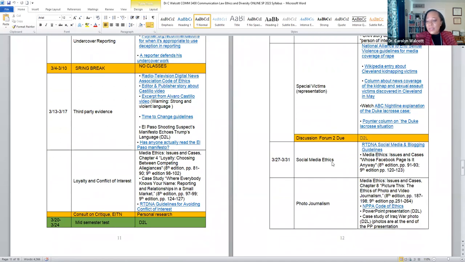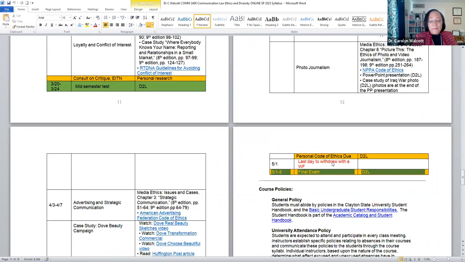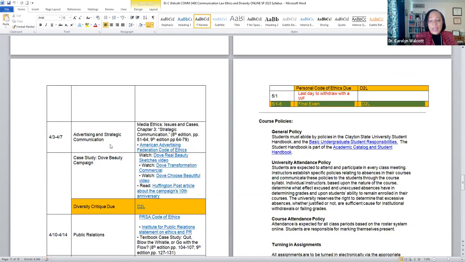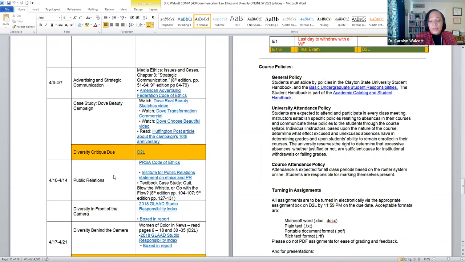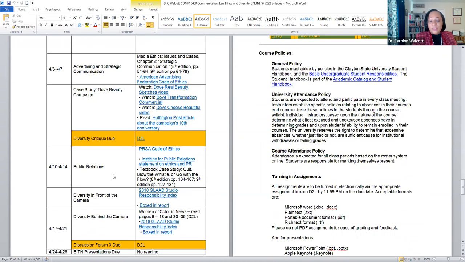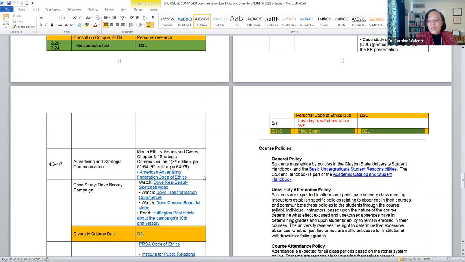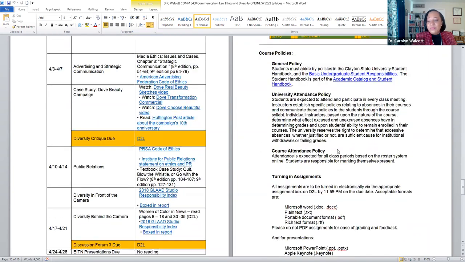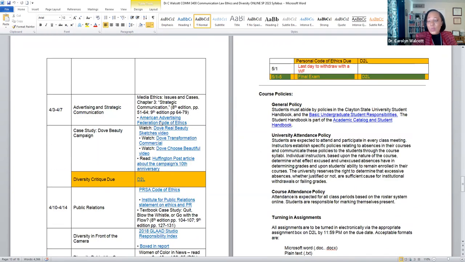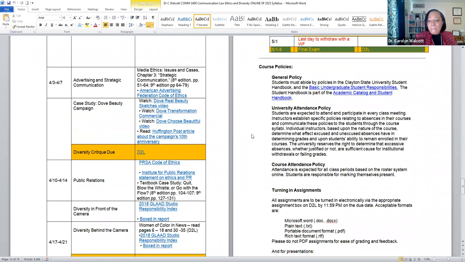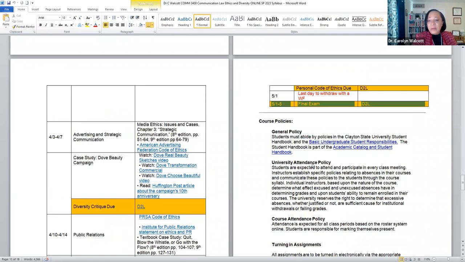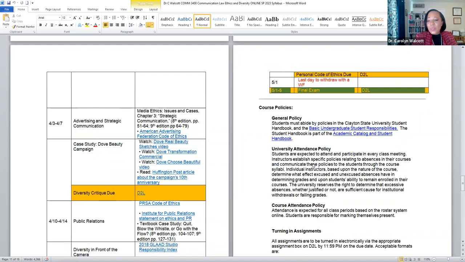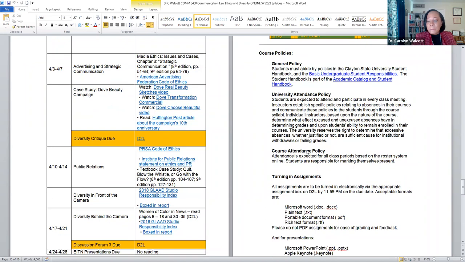And then we move to social media ethics, photojournalism, advertising, and case studies. Then we go to public relations, then diversity in front of and behind the camera, and then ethics in the news presentation. All right? So it's quite a lot. Don't be daunted. This is a very rich course. If anybody has any fears or concerns, I would expect that you will reach out to me very, very early where this particular course is concerned.